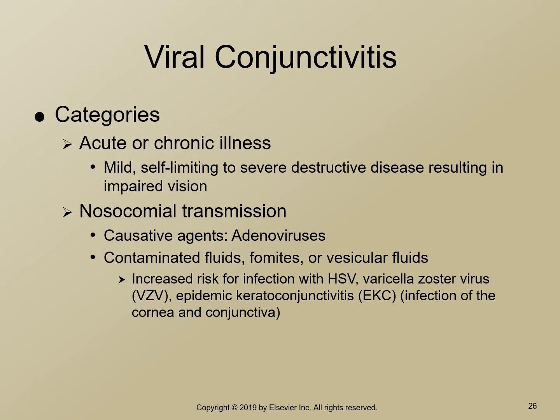Aside from the bacterial pathogens we discussed on previous slides, viruses can also be a cause of conjunctivitis. Viral conjunctivitis can be present in acute or chronic forms and can vary from mild self-limiting disease to severe destructive infection resulting in impaired vision. Viruses can be transmitted nosocomially, with the causative agent being adenoviruses, and this can be done when it's found on contaminated fluids, fomites, or vesicular fluids.